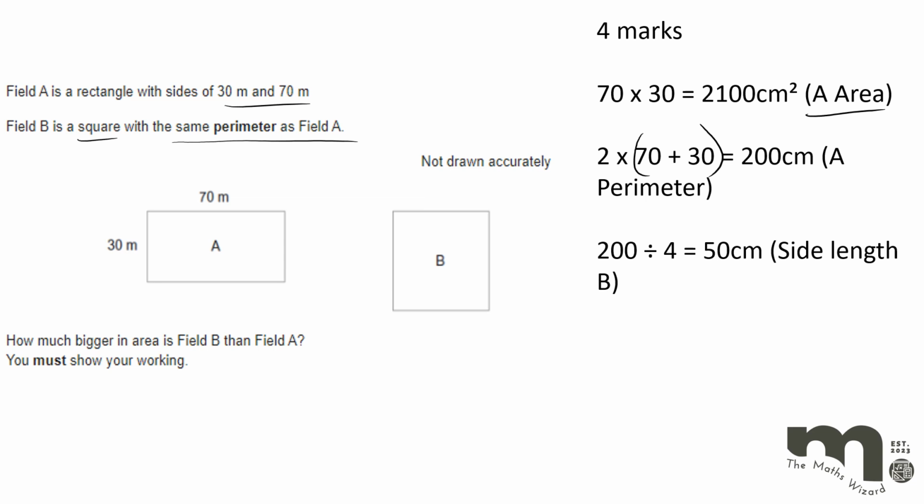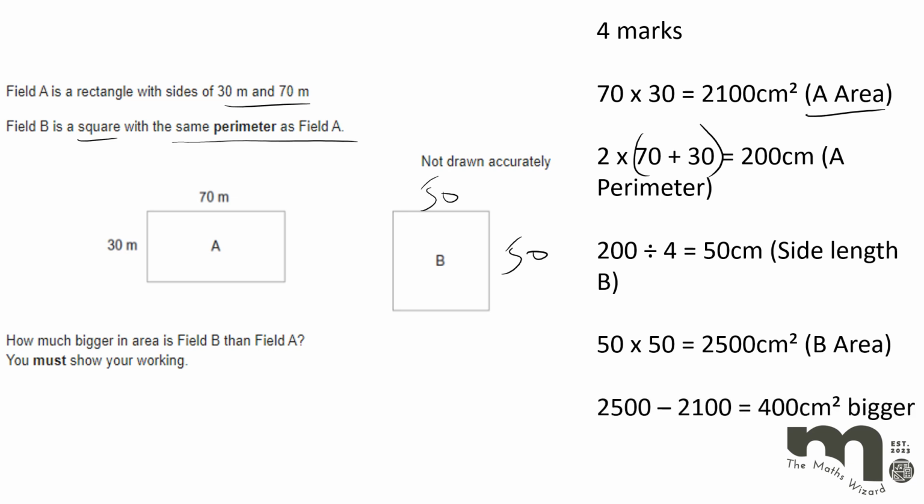That now tells me that the side lengths on field B are 50, because remember on a square, all of the sides are equal. So I can then do 50 times 50 to get 2,500 centimeters squared, and then I can do a subtraction to work out how much bigger field B is, which will tell me that it's 400 centimeters squared bigger. It's quite a tricky one here, but remember on these multi-step questions, new step, new line, make sure you write all your working out nice and clear, and sometimes it's good to write down next to it what you've just done.